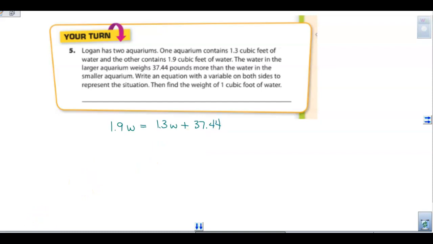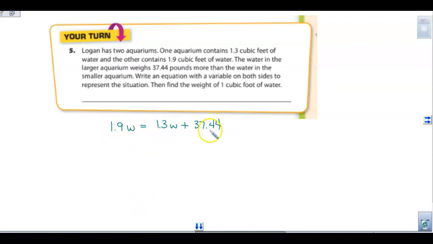And this gives me the equation for this problem. Now I have some people that have asked, does it have to be a W for my variable? And no, it does not. You could use an X. You could have used A. It doesn't matter, whatever variable you want.